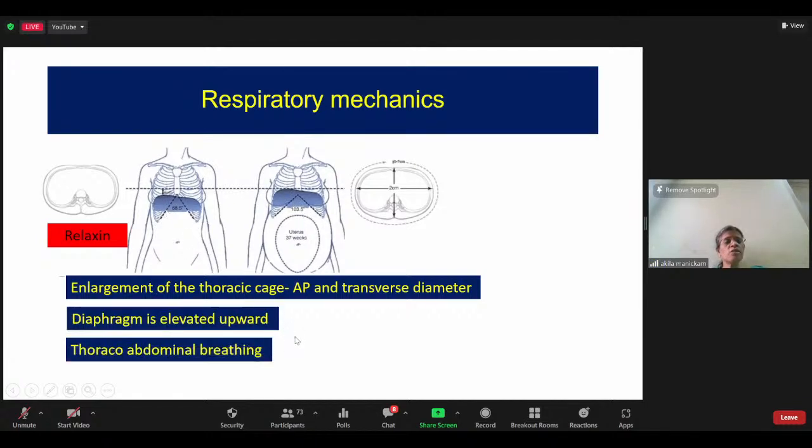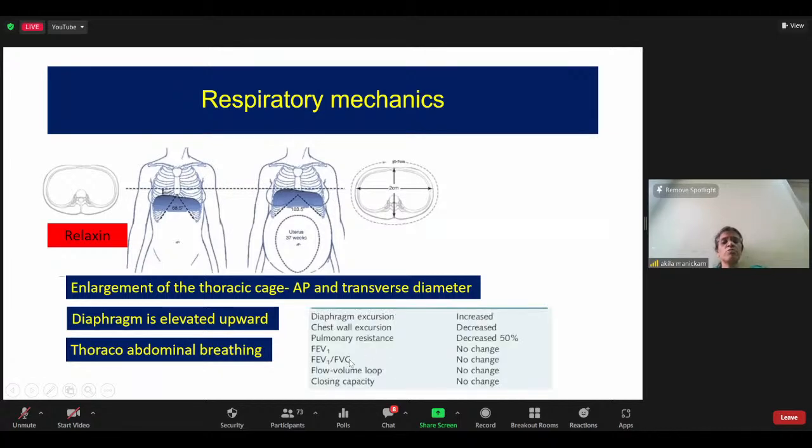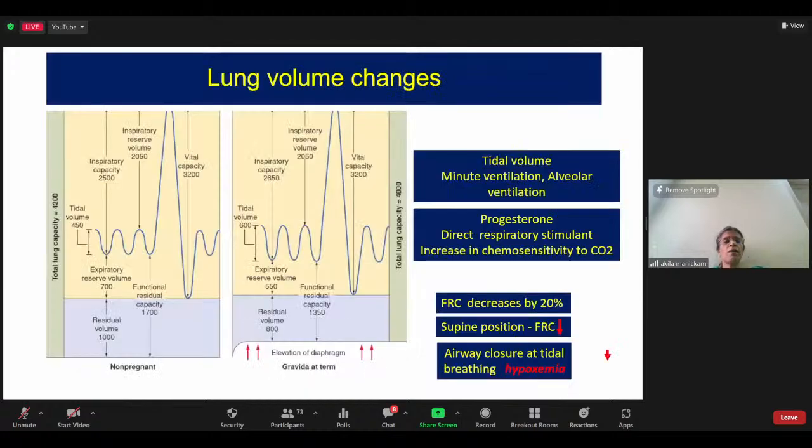So the type of respiration with these changes is predominantly a thoraco-abdominal type of breathing, and the diaphragm is the main contributor of inspiration, because the inspiratory muscles, your external intercostals and the other intercostals, play a very minimal role, because they are already in an expanded position because of the increase in the AP and the transverse diameter. When you look at the other mechanics, airflow limitations and flow volume loops, they do not change much, and it is the same as pre-pregnant levels.